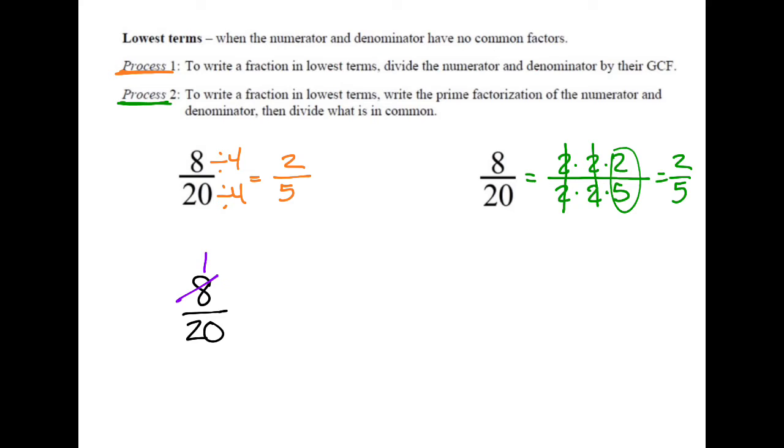8 divided by 2 is 4. 20 divided by 2 is 10. But now you look at the 4 and the 10, and they both divide by 2. So divide 4 by 2, you get 2. Divide 10 by 2, you get 5. And now 2 and 5 are as far as you can go. So you're done.